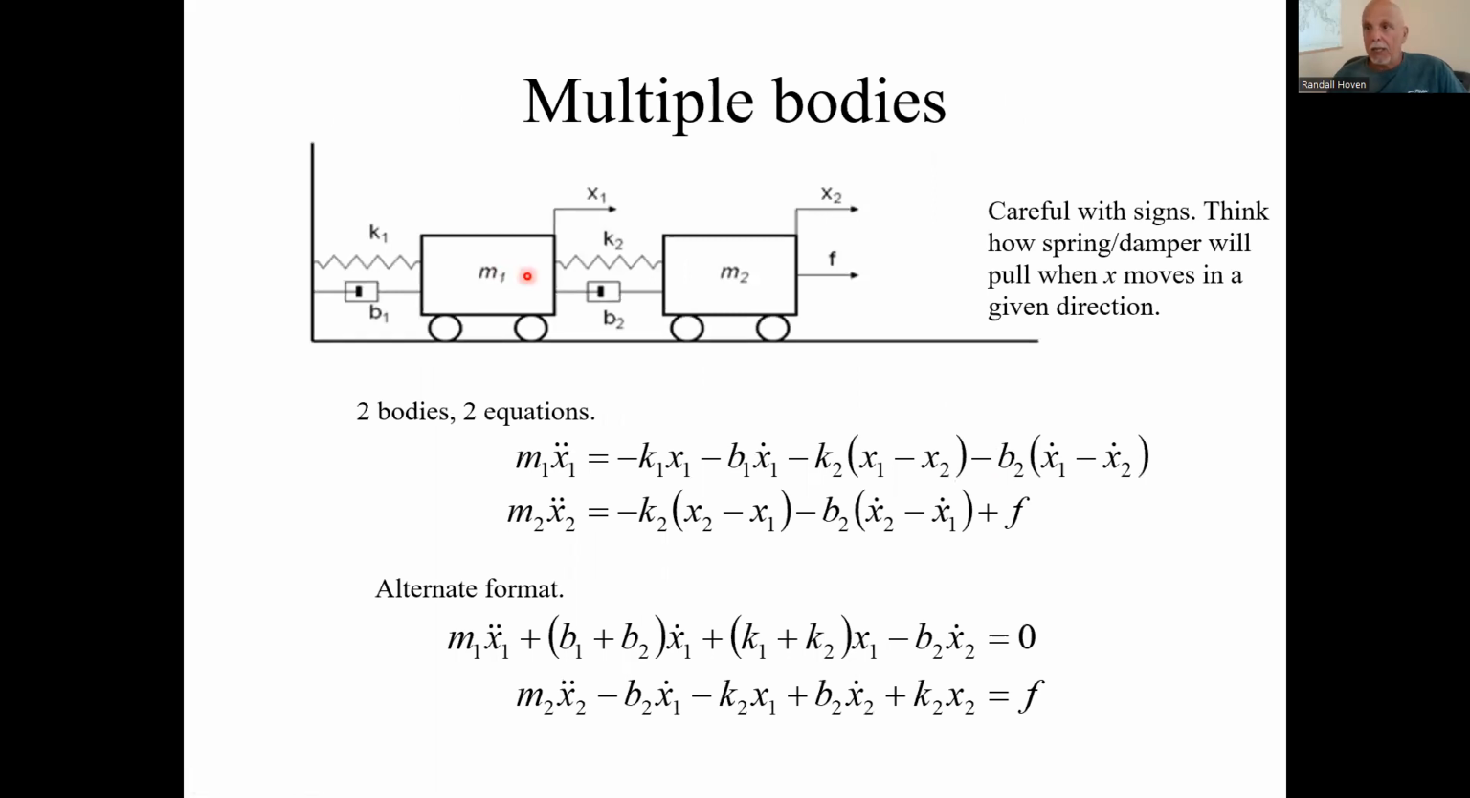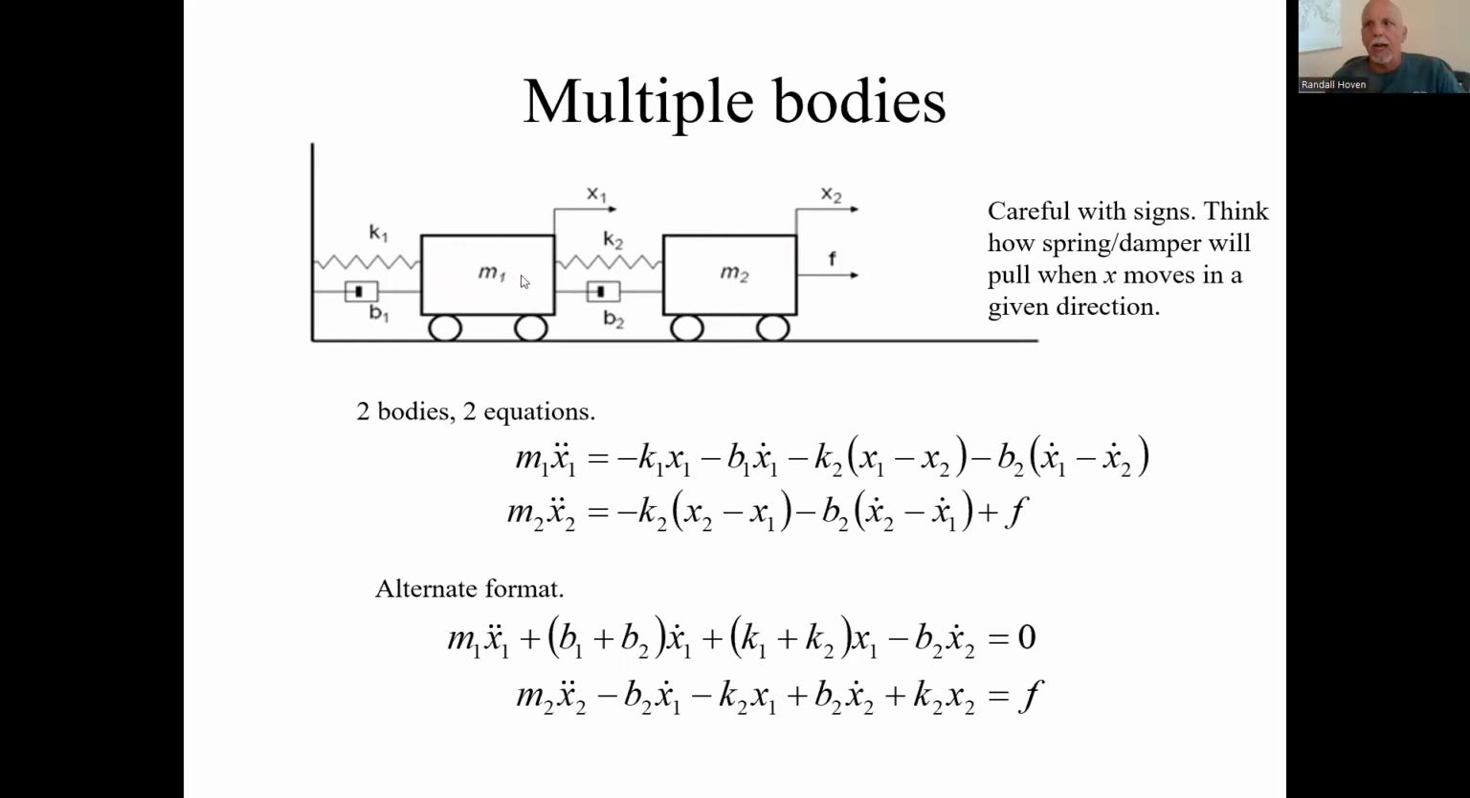We could do a two-body problem. Every body in the system means another differential equation. So we'll have a differential equation for this first body, m sub 1, body 1, and a different differential equation for this second body. Let's look at this first body.